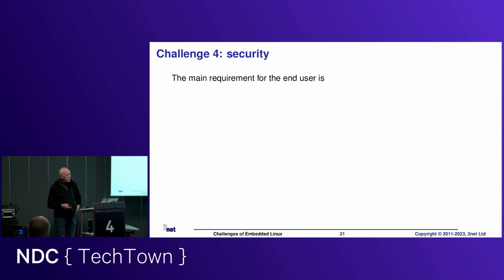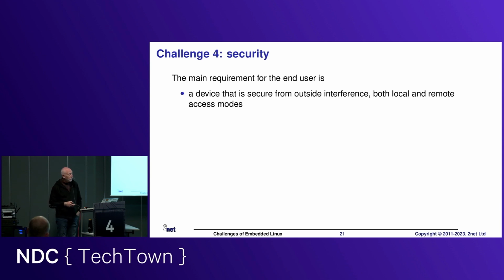So from an end user's point of view, I want to know that my device, my door entry system, is secure and that nobody can hack into it and open my door or capture pictures or images of whoever is standing outside the door or whatever. So we want security both from remote access, if it's an internet connected thing, and also from local.